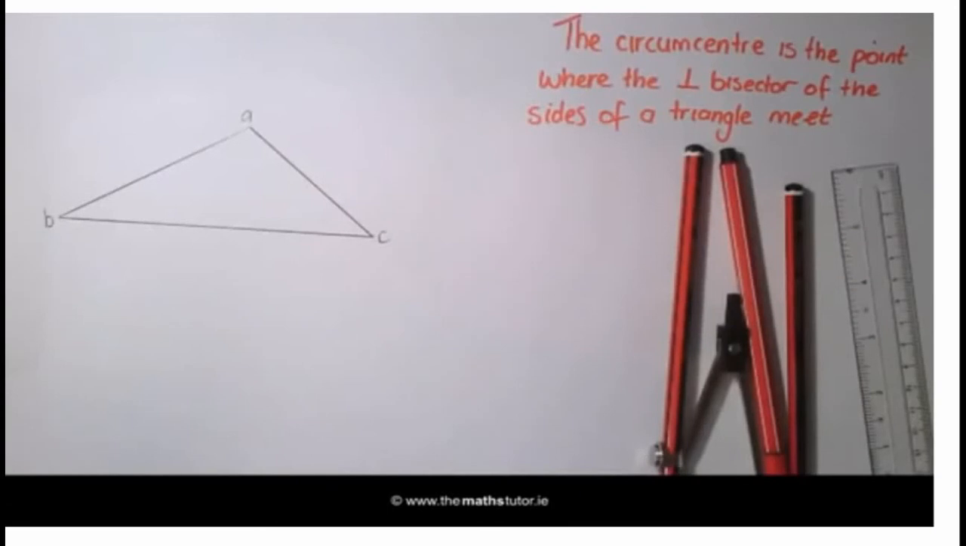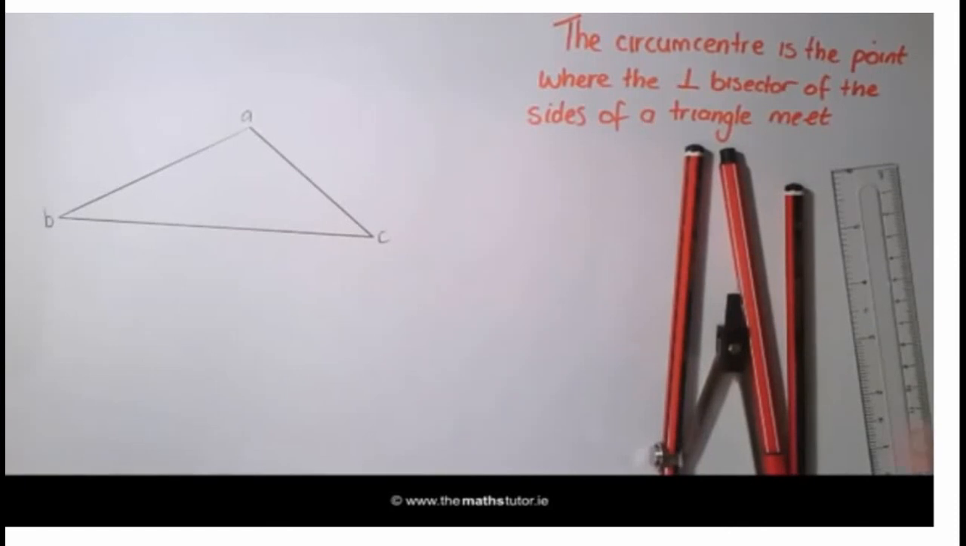We are going to construct the circumcenter and the circumcircle of a given triangle, using only a straight edge and a compass. The circumcenter is the point where the perpendicular bisectors of the sides of a triangle meet. In order to find the circumcenter, we need to bisect at least two of the sides of the triangle.